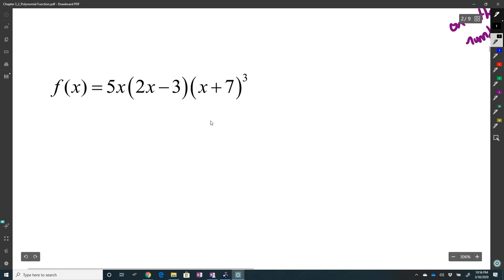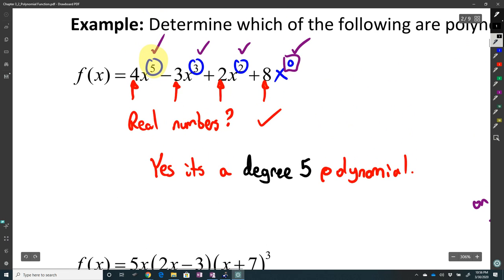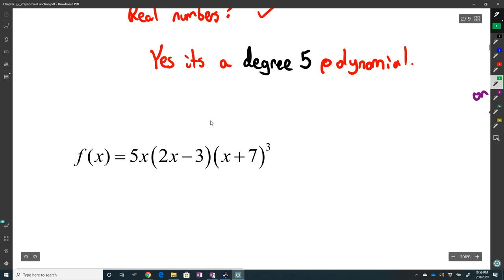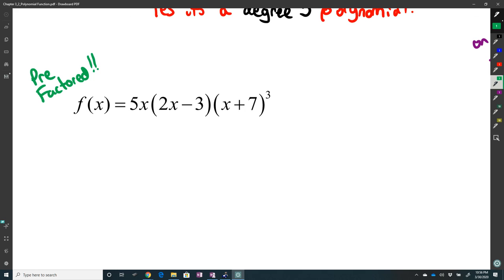Well, this one's a little different. One thing I want to point out is it's not like the others. The others were all expanded. This one, notice that this one is already factored, not foiled. It comes pre-factored. So what that means is that if you want to see if it's a polynomial or not, you have to expand it.